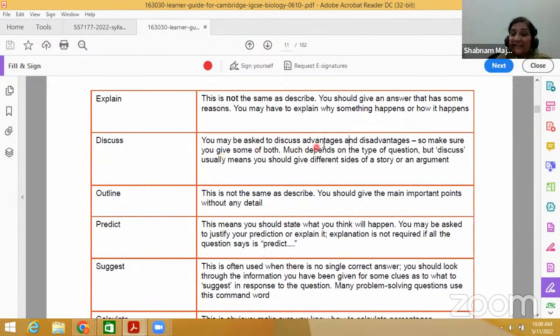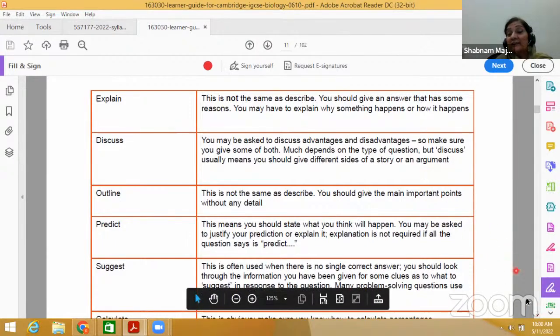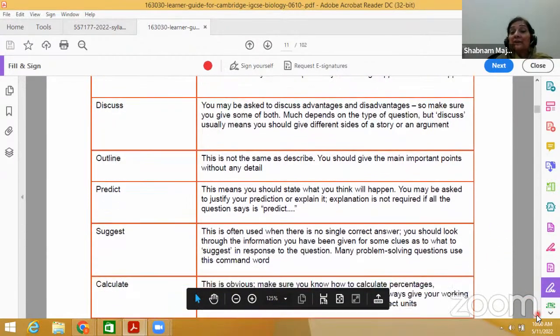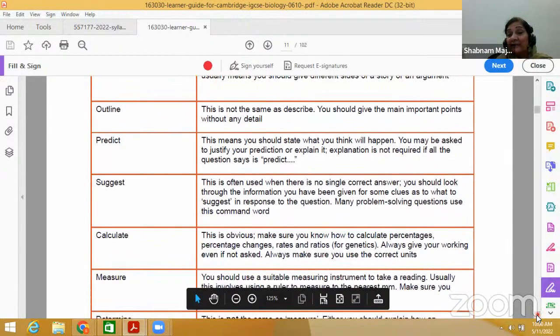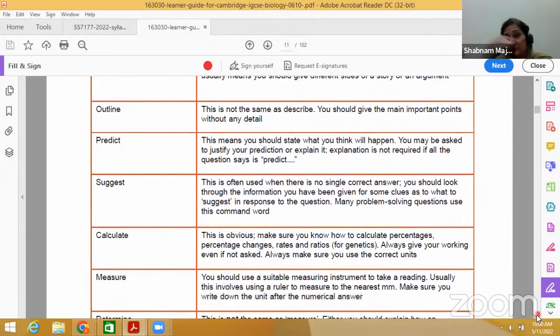Discuss. You may be asked to discuss advantages and disadvantages, so make sure you give some of both. Much depends on the type of question, but discuss usually means you should give different sides of a story or an argument. An argument can be in support or not in support. You reject or you accept the argument. Suppose there is a hypothesis.